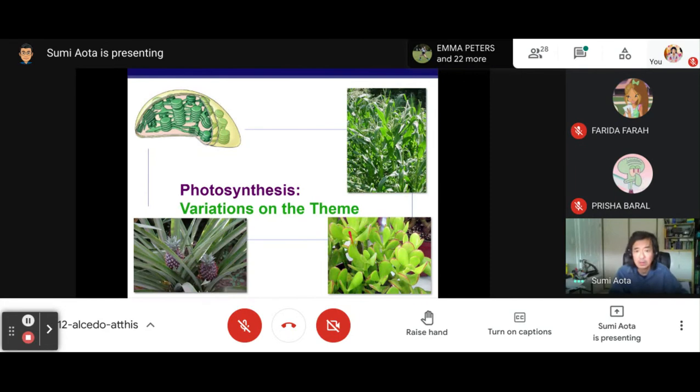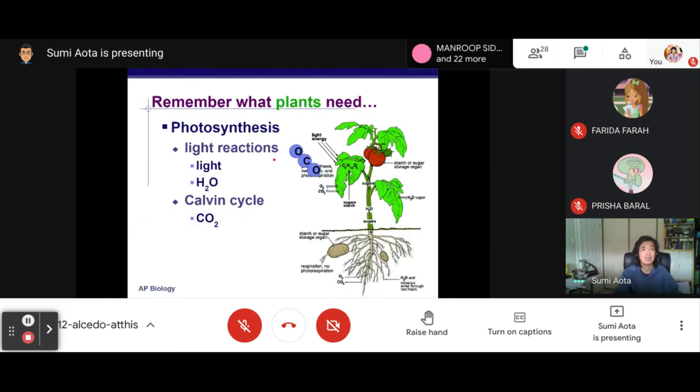So we're looking at variations on the theme. We're looking at what happens when things don't go quite the way they're supposed to for photosynthesis. Now, what do I mean by that?